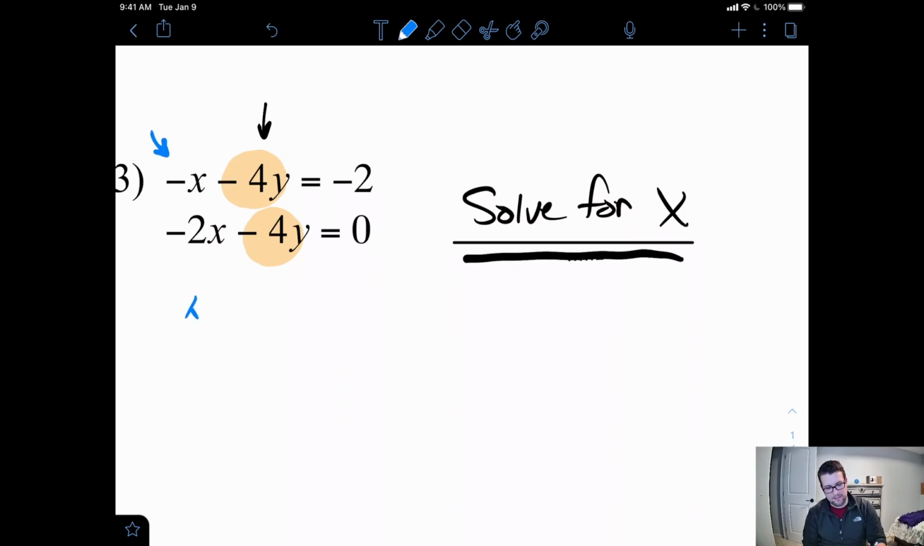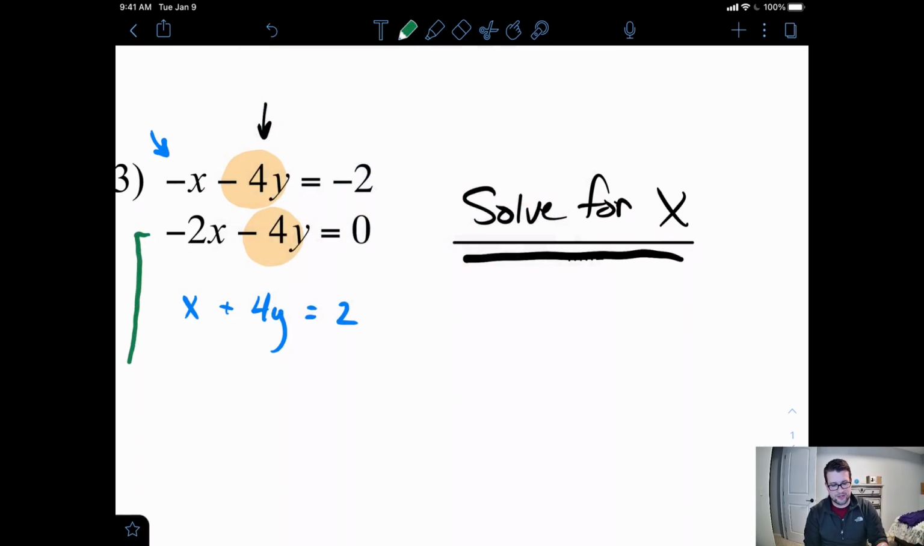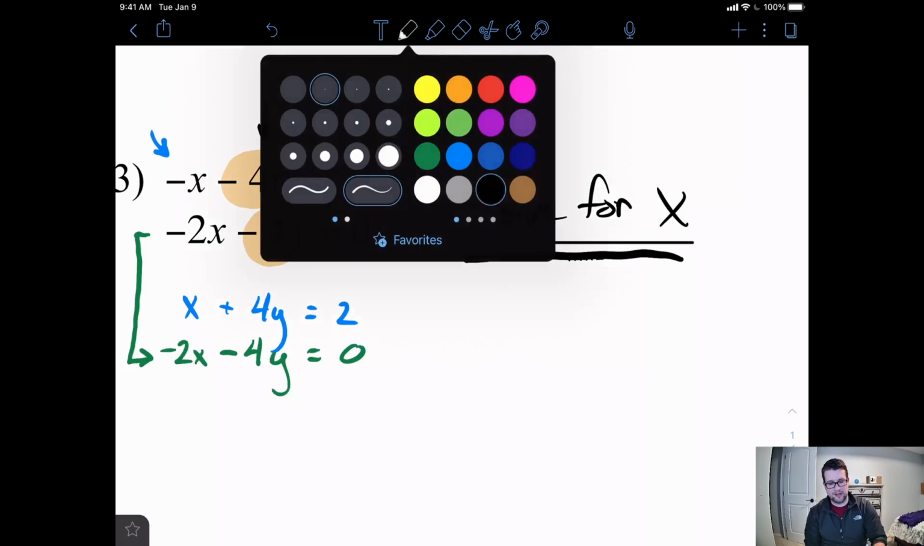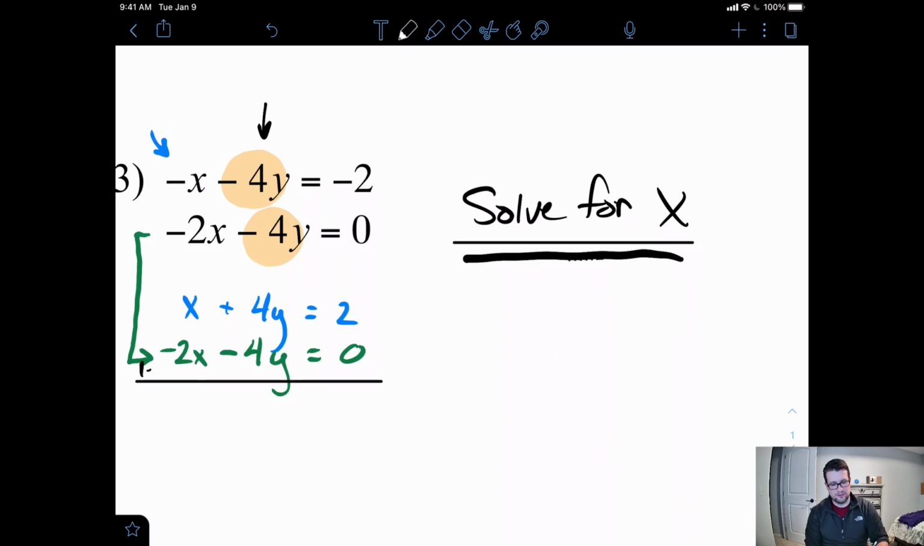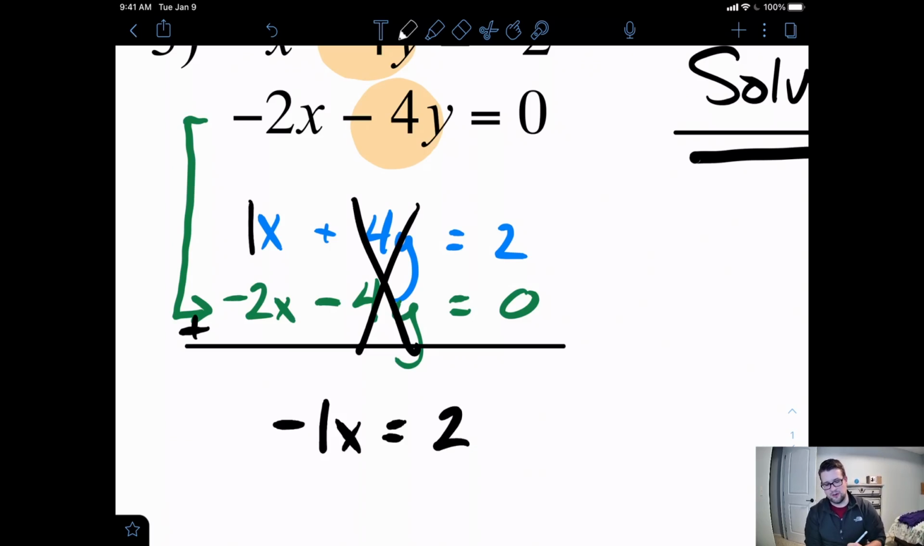So I'm going to do that to the top equation. So when I rewrite it, I'm going to have a positive x plus 4y is equal to a positive 2. Now, I officially did not change my bottom equation, so that's going to stay exactly the same. Now, when I come over here and I add these together, my y's are now going to cancel off because one's negative and one's positive, and they're both the same number. Now, if I have 1x and I add a negative 2x, that would give me a negative 1x. And then 2 plus 0 is 2.